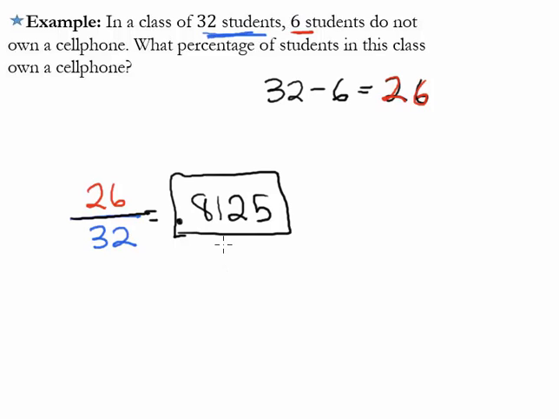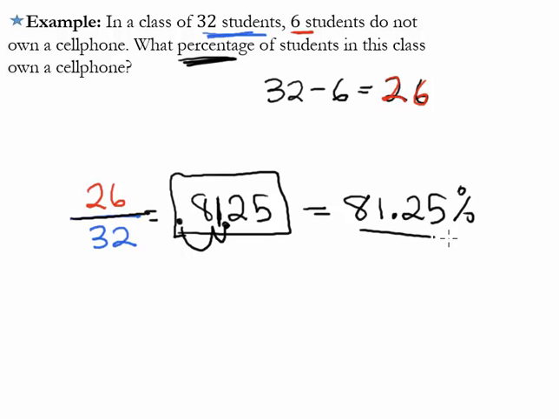No, it's not. 0.8125 is the correct answer in decimal form, but we want to convert that into a percentage. So how do we convert a decimal to a percent? Right? Take that decimal place, move it over twice. Our final answer is 81.25%. This is the percentage of students who own a cell phone, right?